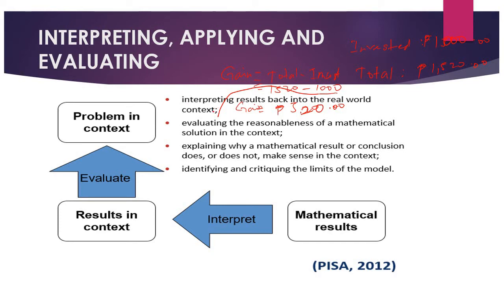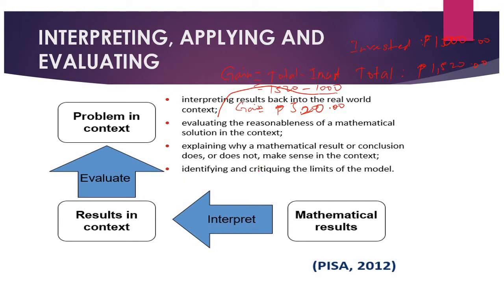So, ayun. Ano pa ba? Let's see. Tingnan natin. So, ayan. This is the interpreting, applying, and evaluating. So, let's review muna. The first step natin is problem and context. Ito siya. Followed by the mathematical problem, wherein you are to construct the problem in a mathematical way. You can do it by making an equation, providing symbols, and the likes. Afterwards, you will solve it, and then, of course, you will have the mathematical result.